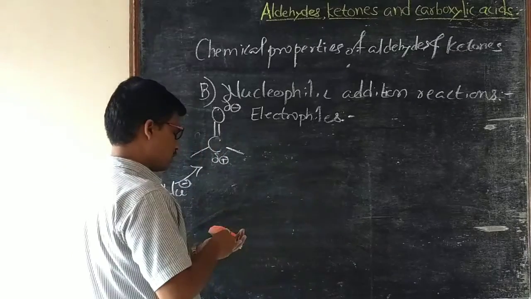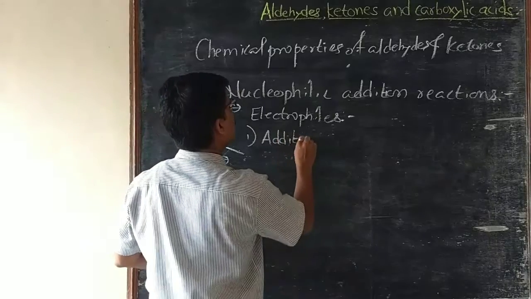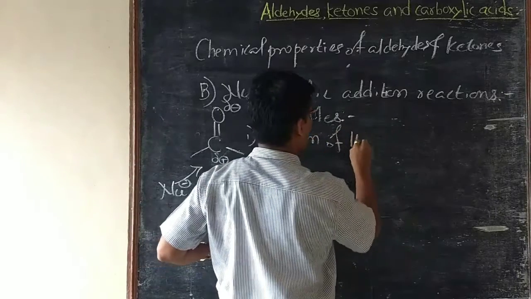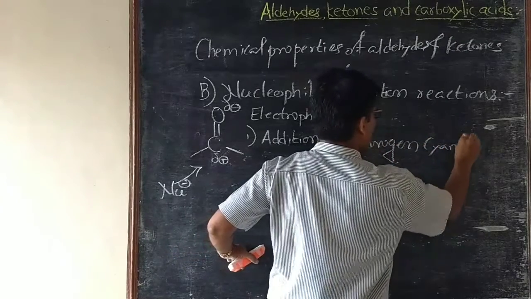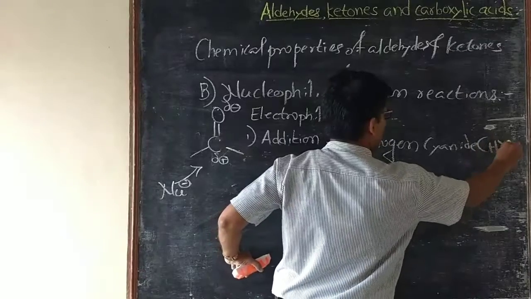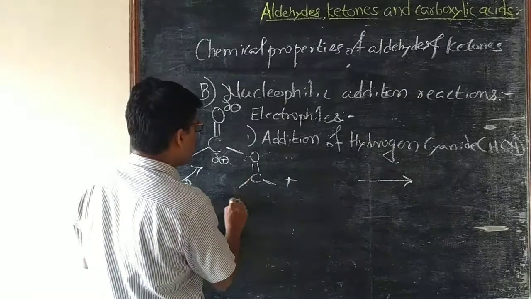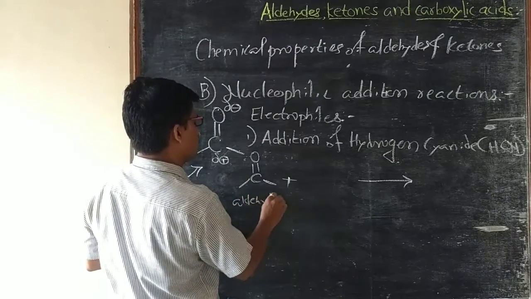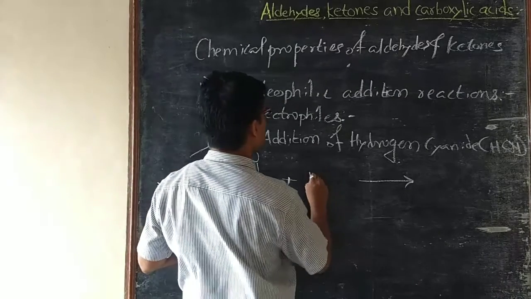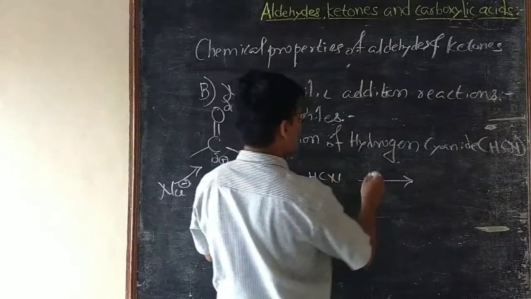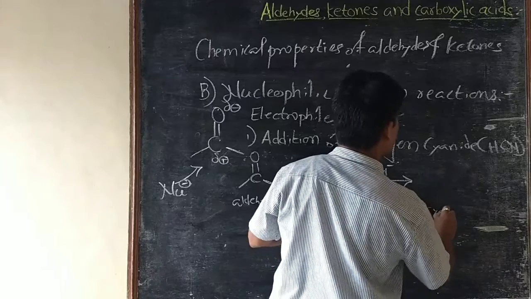First we will study the addition of hydrogen cyanide, HCN. Aldehydes or ketones react with HCN in presence of OH minus to form their cyanohydrins.